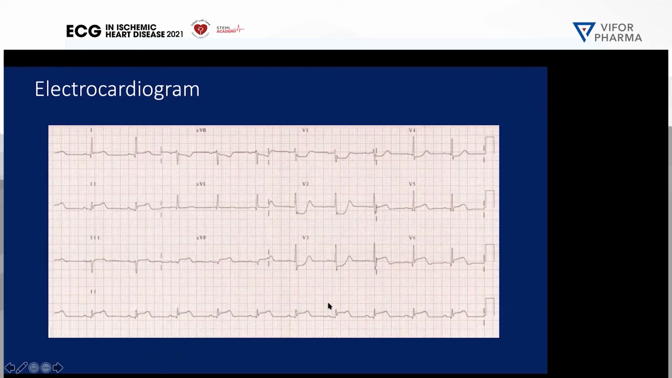The axis looks like left, but if you look at lead 2, you'll find the R more than the S, so it is a normal left axis, because we said there are 2 types of left, one normal and one abnormal. If in lead 2 the S is more than the R, it is an abnormal left axis. If they are equal, it's minus 30. If the R is taller, it is a normal left axis. So rate, rhythm, axis, interval look normal.